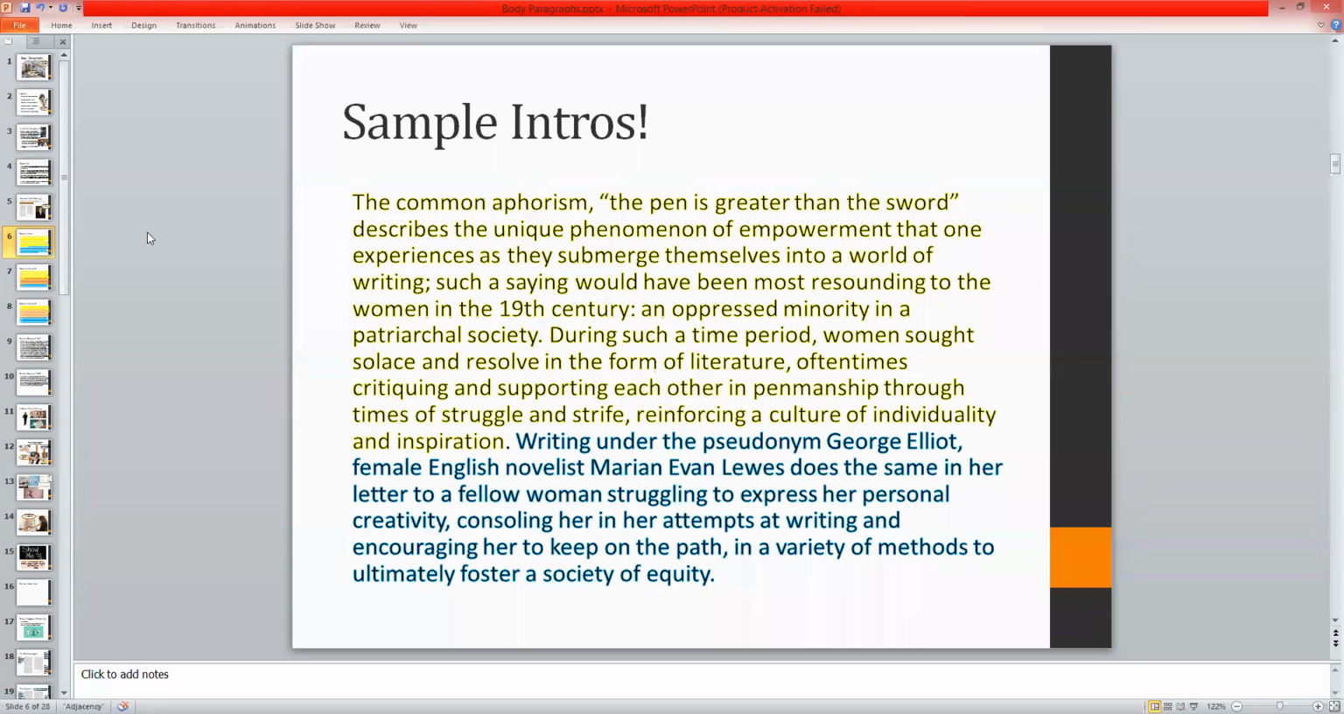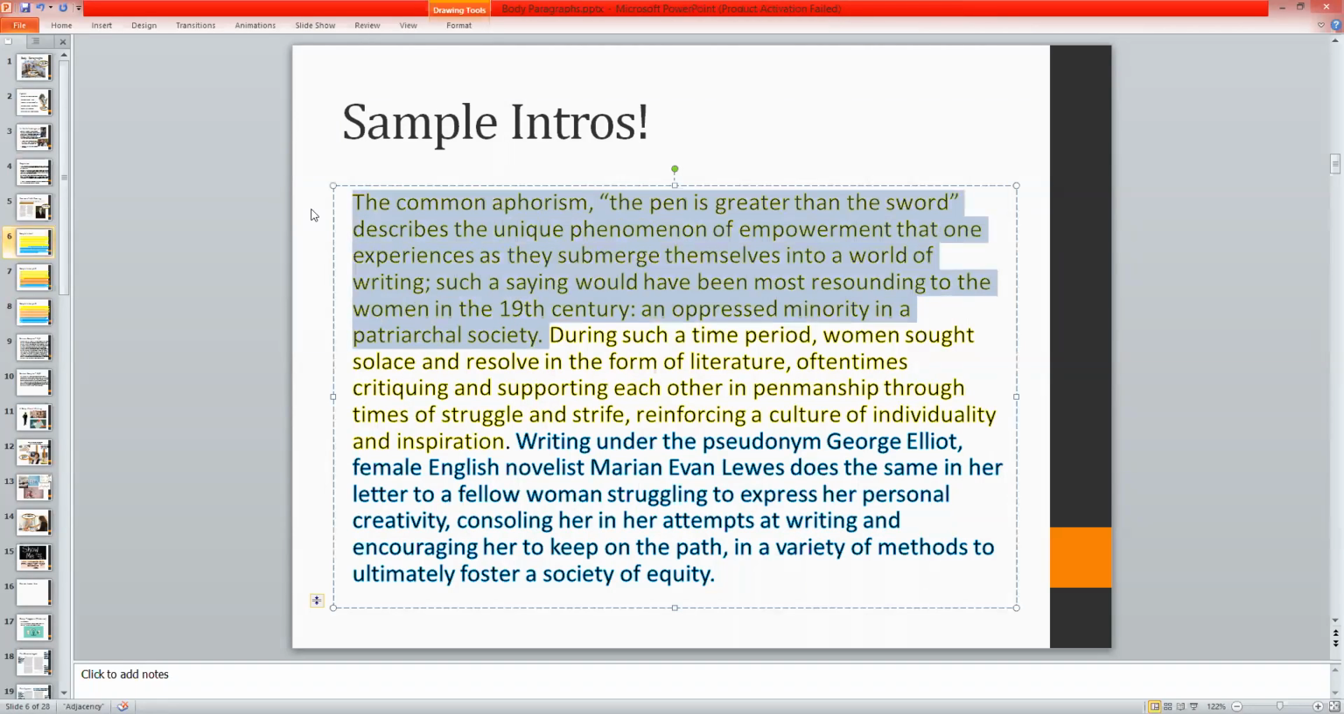So this author wrote, the common aphorism, the pen is greater than the sword, describes a unique phenomenon of empowerment that one experiences as they submerge themselves into a world of writing. Such a saying would have been most resounding to the woman in the 19th century, an oppressed minority in a patriarchal society. So the author does a pretty good job so far, right? Up until this point, they kind of give an aphorism, a quote, an idea to kind of apply to this particular time period, specifically towards women. And these 2 people in the letter, but also the letter writer, are women who are kind of talking about the general topic of writing itself.